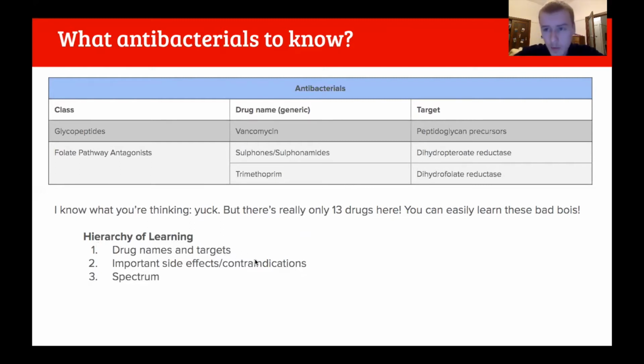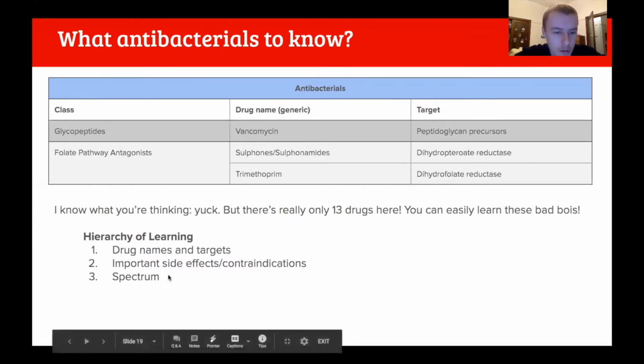You should probably know what their targets are, or at least what they're doing. So for instance, you may not need to know that vancomycin targets peptidoglycan precursors, but you should know that it stops cell wall synthesis. We also need to know very important side effects and contraindications. So not every contraindication or side effect under the sun, but the most important ones, serious ones, or especially common ones. Also, we need to know the spectrum, but this is lower on our priority list, okay?